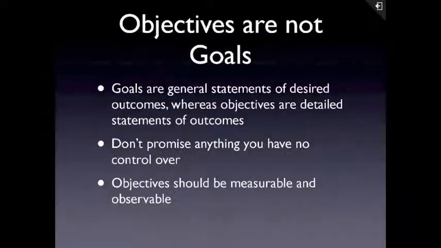Remember that objectives are not goals. Goals are general statements of desired outcomes. Objectives are detailed statements of outcomes. Okay? This is what the student should be able to do at this level. Also, don't promise anything you have no control over. That can be anything from attitudes. If you're basing an objective on attitudes, you don't have any control over that, so it shouldn't be used in an objective. And remember, the objective should be measurable and observable.